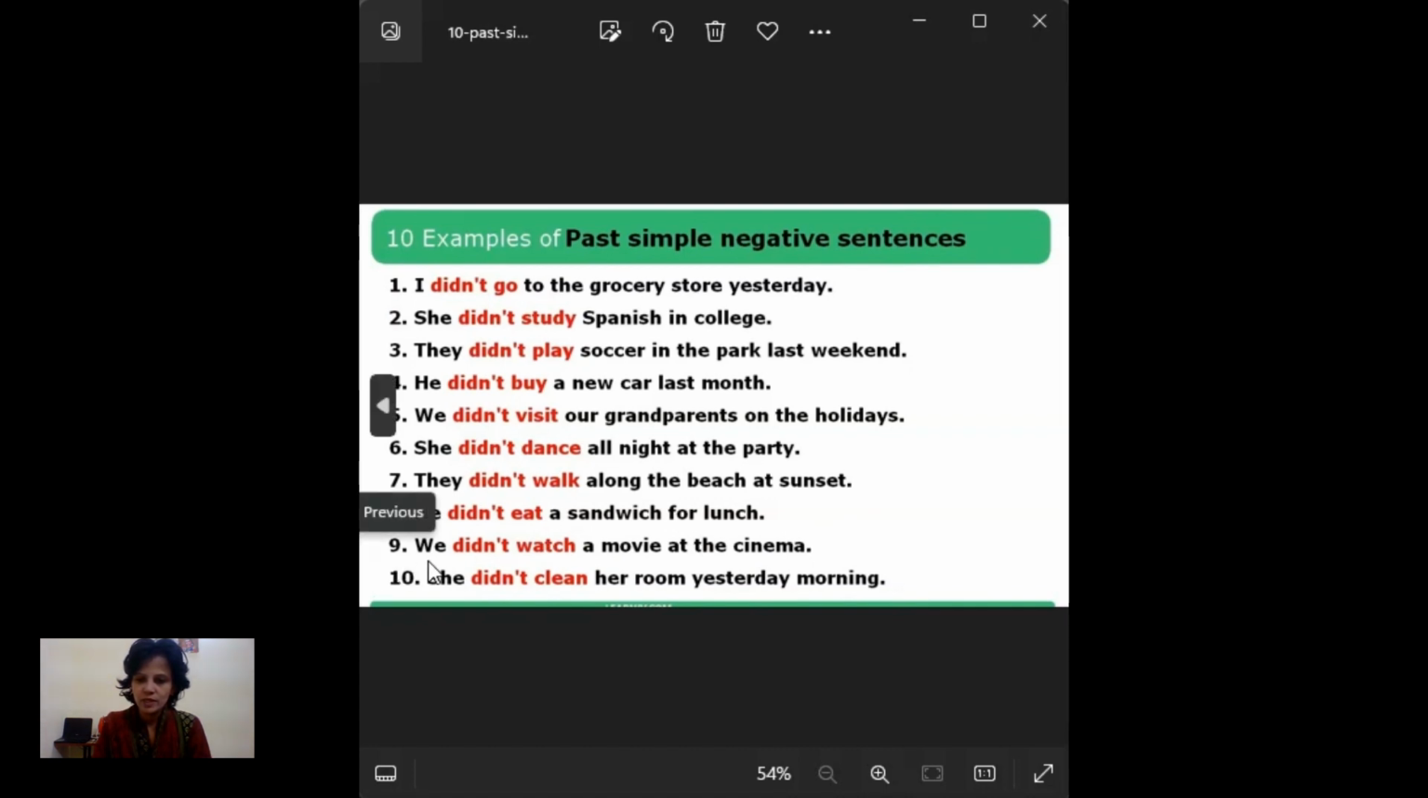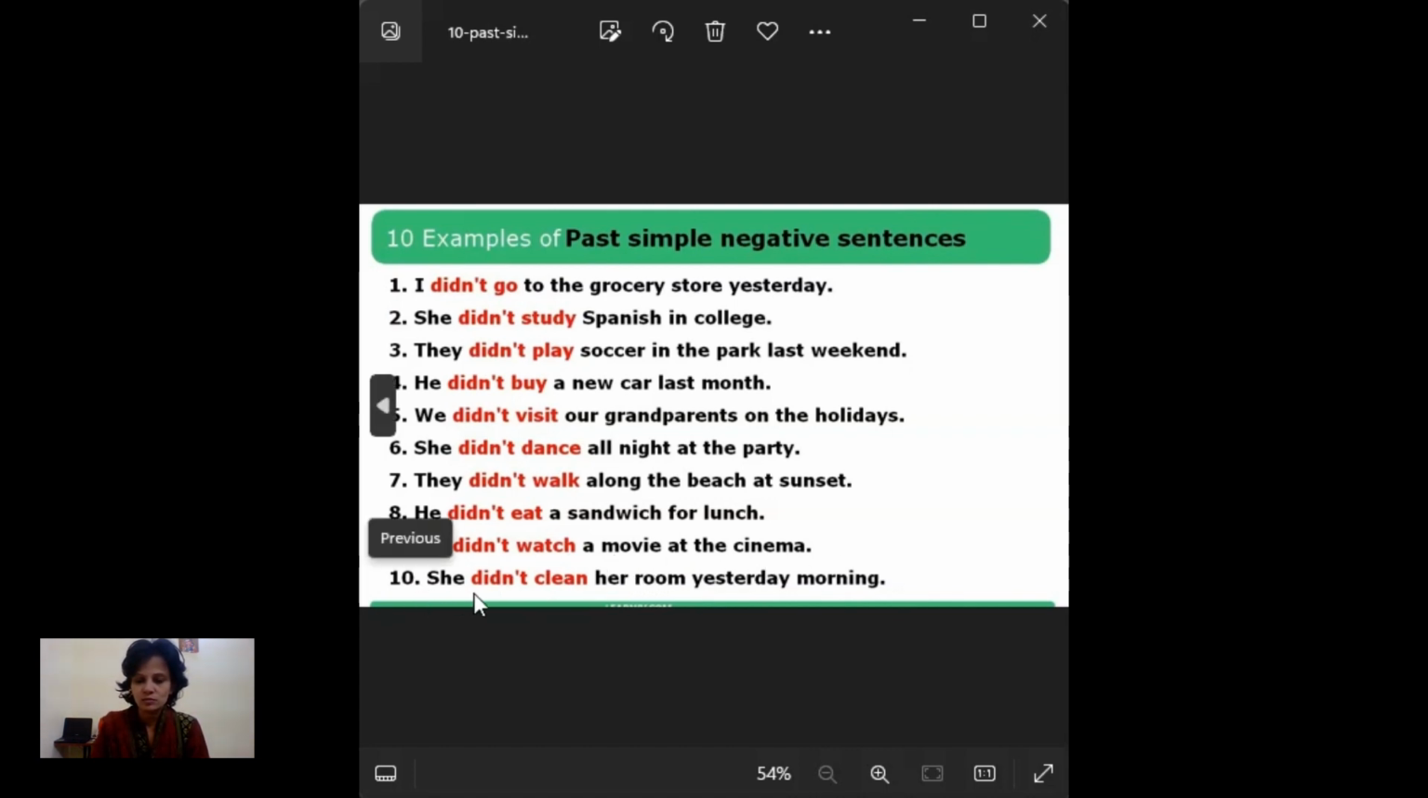And ninth one, we didn't watch a movie at the cinema. So these people didn't go to watch this movie at the theater. That is what it means. They didn't go to watch this movie. They didn't see it. We didn't watch a movie at the cinema. If it was affirmative, positive, they watched a movie at the cinema. When we add not, the whole action becomes negative. This didn't take place in the past.